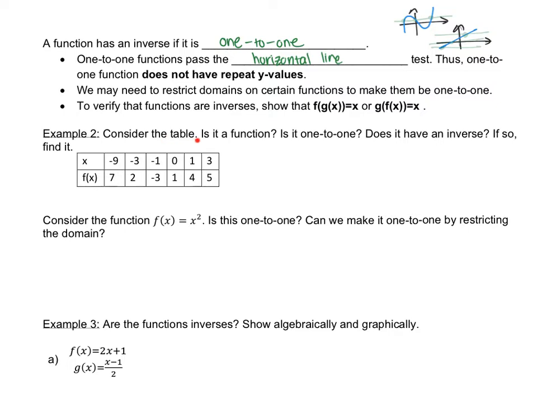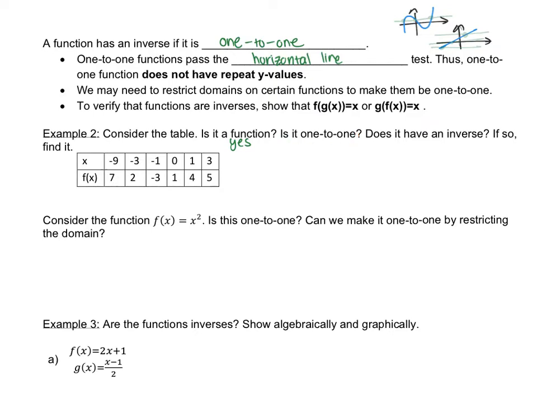It says, consider the table. Is it a function? Is it one-to-one? Does it have an inverse? If so, find it. First off, let's answer the first question. Is it a function? Something's a function if the x's don't repeat. In this case, when I'm looking through the x values, none of the x's repeat. So yes, this is definitely a function because there are no repeated x numbers.